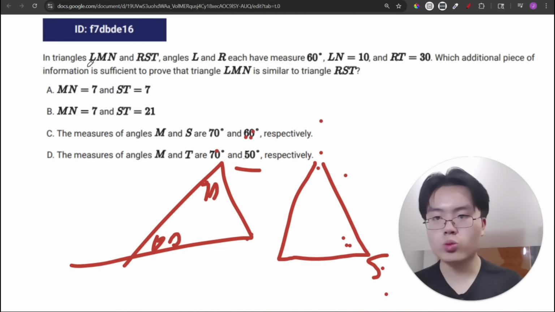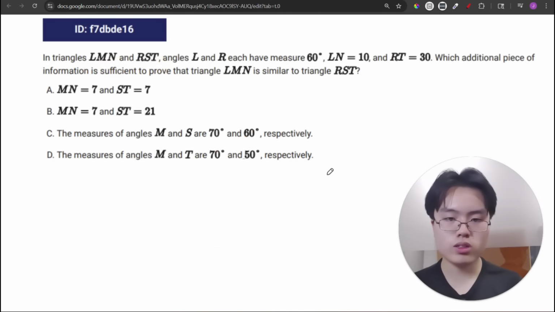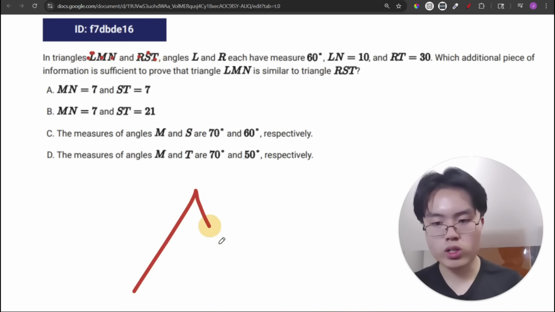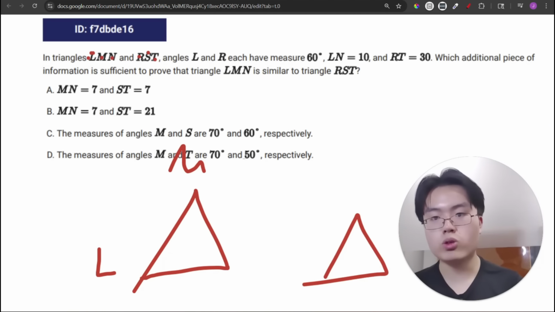And by the way, whichever order it says the triangle in, just draw that in the same order. It's like L, M, N. So this just means the first angle should be L, second angle should be M, the third angle should be N, and so the first angle should be R, second angle should be S, third angle should be T. So as long as you draw it out like that, with the middle angle at the same spot, those are the corresponding angles.